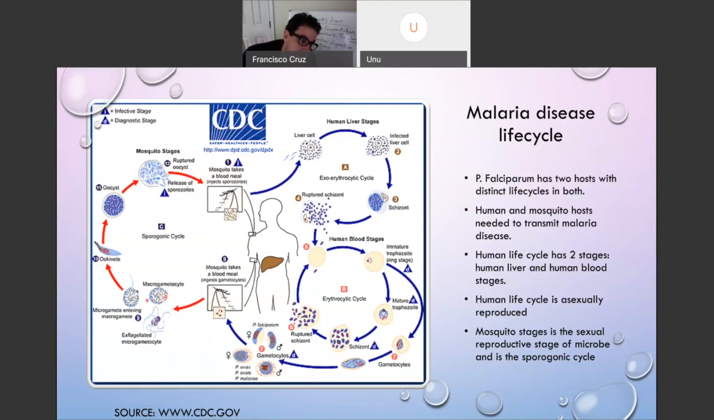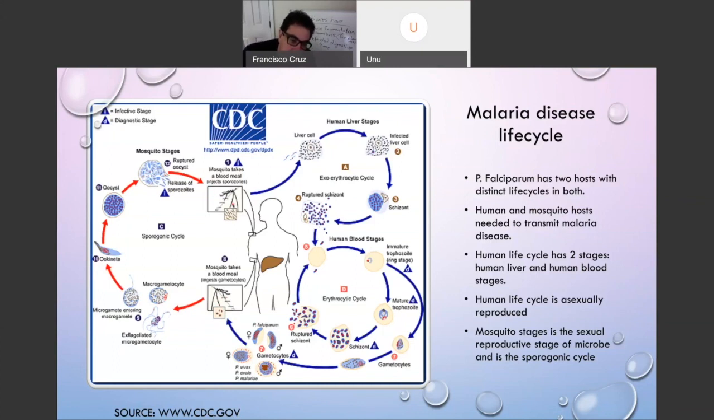This is a sporogenic cycle. I won't go through the different stages, but effectively what you have is the development of these sporozoites in the mosquito, and the mosquito can then deliver them into your blood. A simple way to go through it.